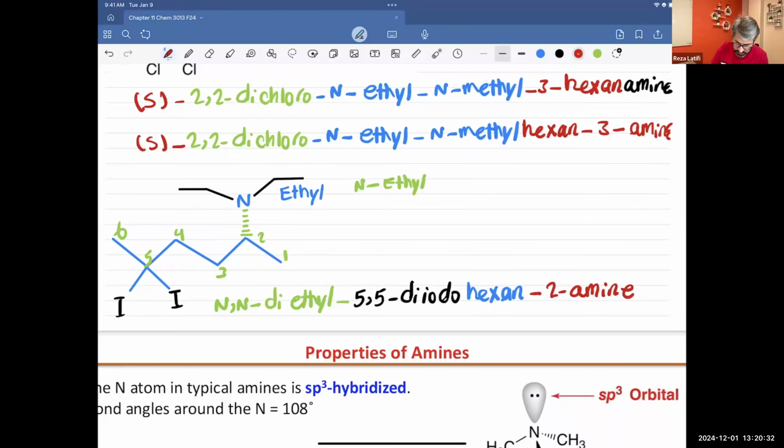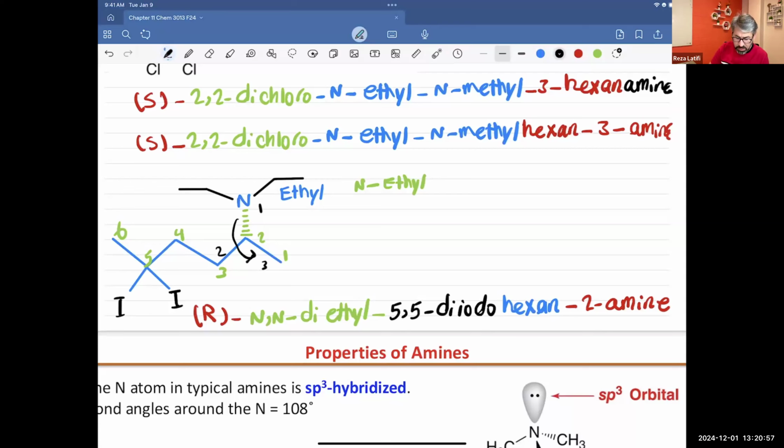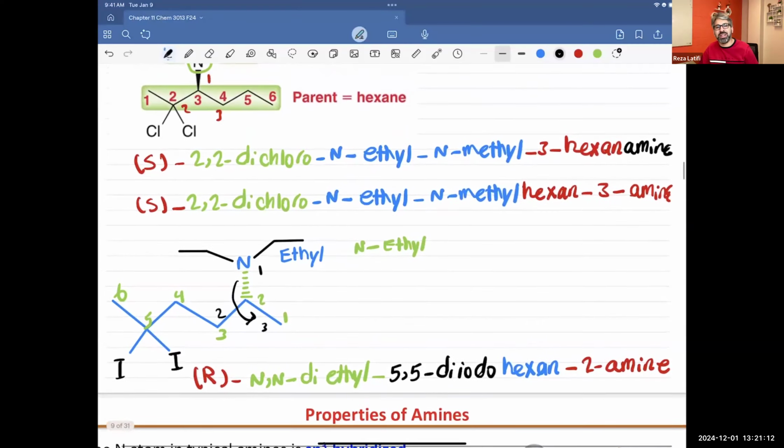Now, do I have a stereo center? Yes, on the 2nd carbon, I have a stereo center. Now let's assign that one. This is going to be 1, 2, 3. This one is supposed to be S because the hydrogen is facing to us, so we will flip it to R. Again, 1, 2, 3, and because hydrogen is facing to us, we'll flip it to R. So it will be N,N-diethyl-5,5-diiodohexen-2-amine. And this is going to be the end of this lecture, and thank you very much.